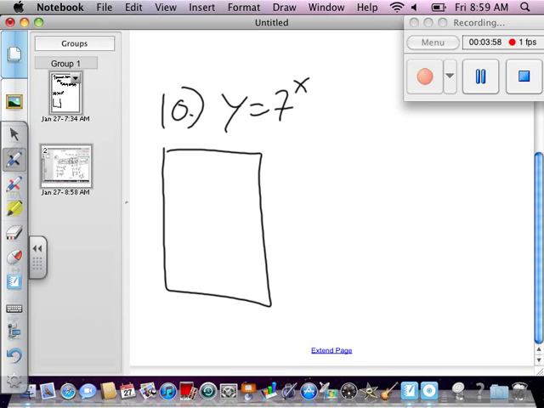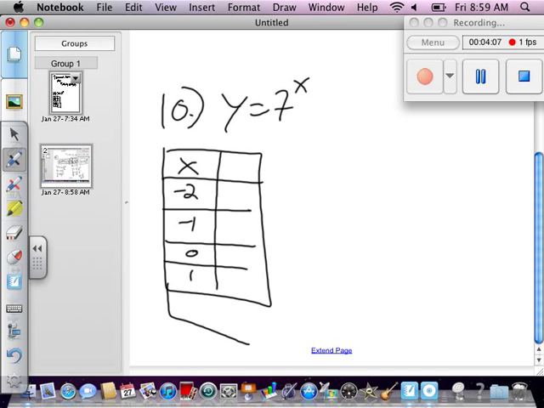So I'm going to make a table. I'm going to plug in -2, -1, 0, 1, and I'm going to plug in 2. So a lot of you have been having trouble with these negatives. So let's try it. Y equals 7 to the -2. What happens, we talked about this on Tuesday at the beginning of class, when we take something to a negative power, we flip it.